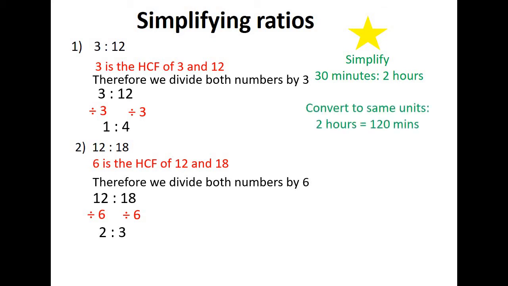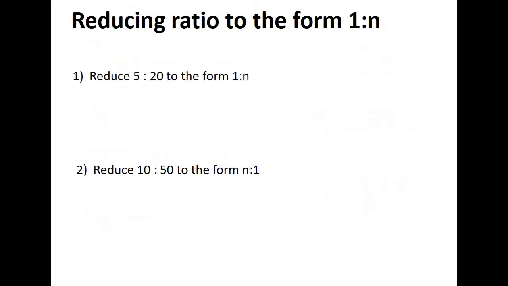So 2 hours is 2 lots of 60 minutes, which is 120 minutes. We can write that as 30 to 120, that's in minutes. The highest common factor of both of those is 30, so we're going to divide by 30 on both sides, which gives us 1 to 4.